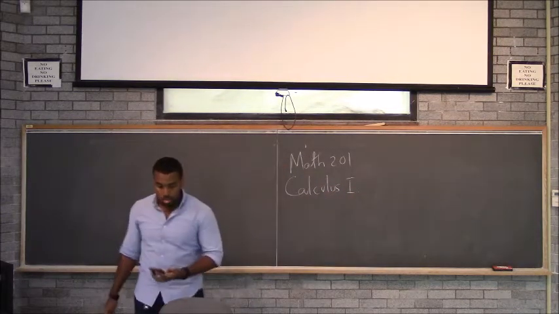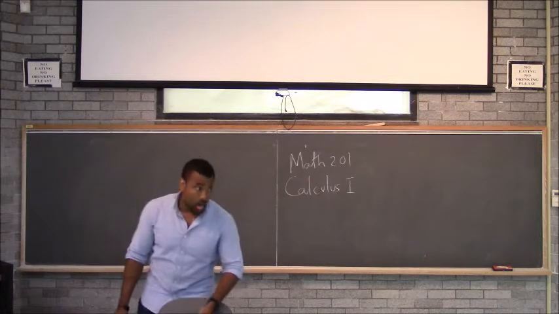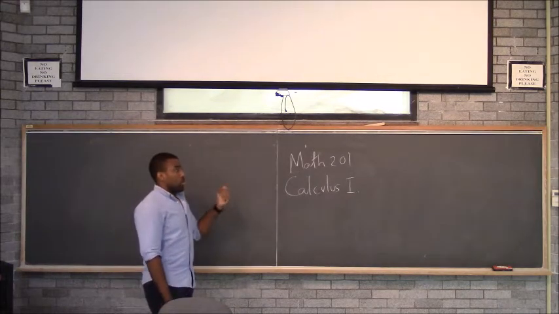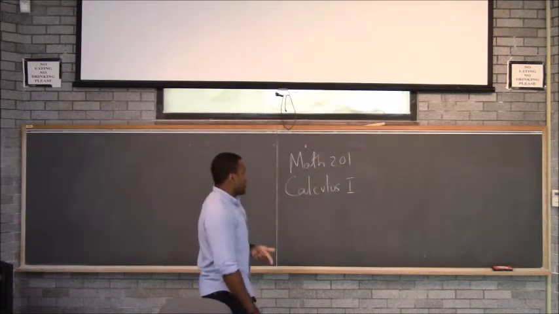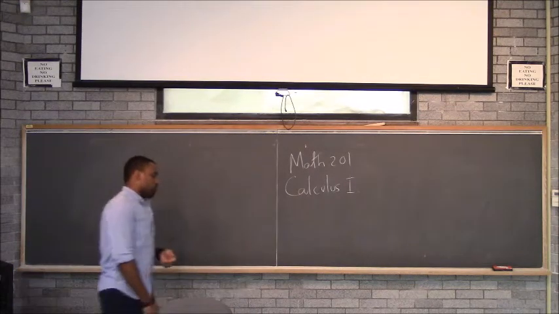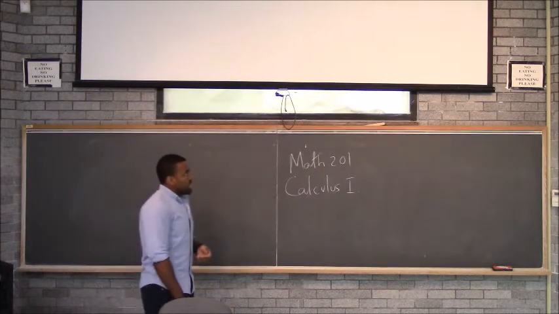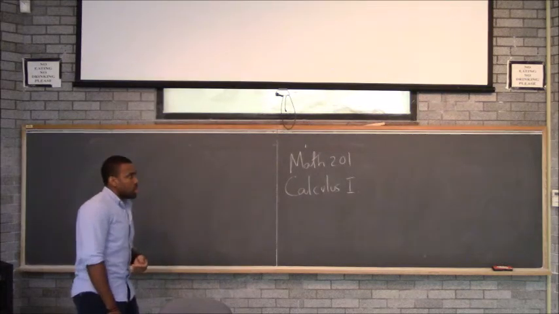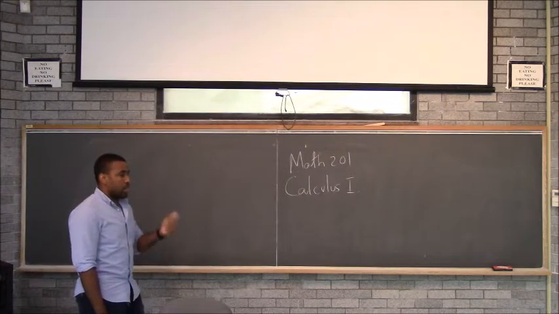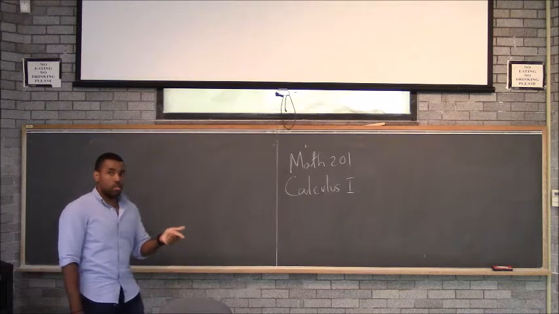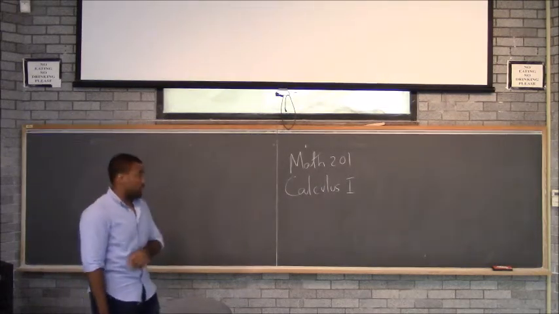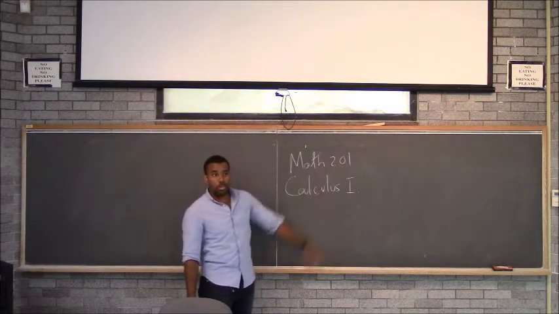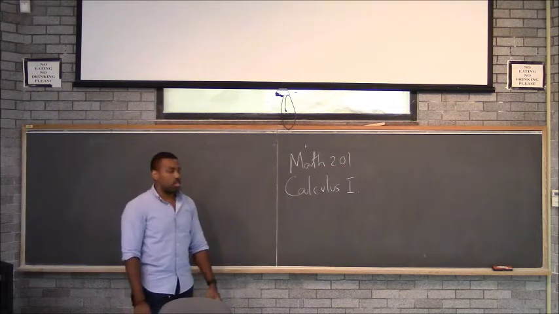If you're here, it means you need Calc 1 and you are an engineering major, or you want to be an engineering major, or you're a physics major, or you're a math major, or pretty much anyone who needs Calc 1 besides biology majors and economics majors should be here. So if you are one of those people, you're in the wrong class. You should be doing 205. Okay, so just to make sure that you're in the right class.